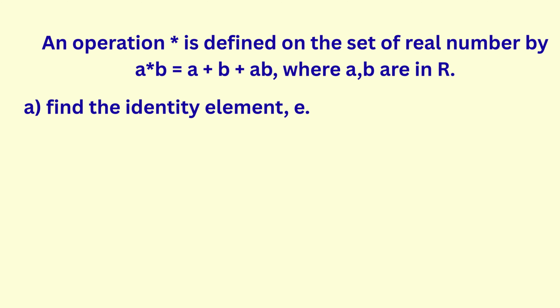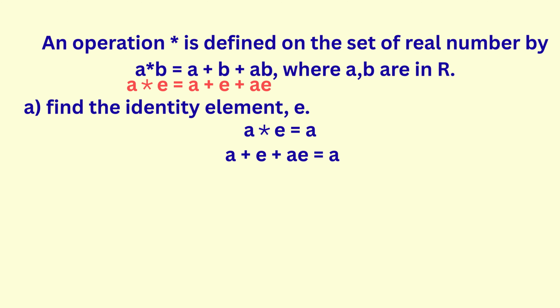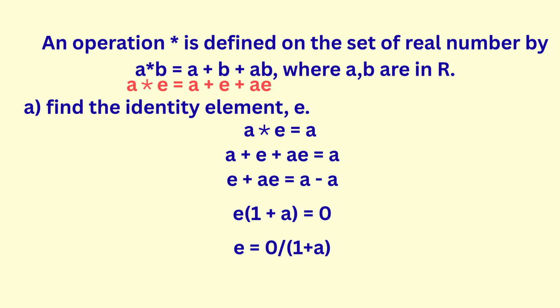To find the identity element e, we use the fact that any element a combined with e should leave a unchanged. So a star e equals a. Substitute e for b into the equation, and we get a plus e plus ae equals a. Subtract a from both sides. Now factor e from both terms on the left-hand side. Divide both sides by 1 plus a, and we get e equals 0.